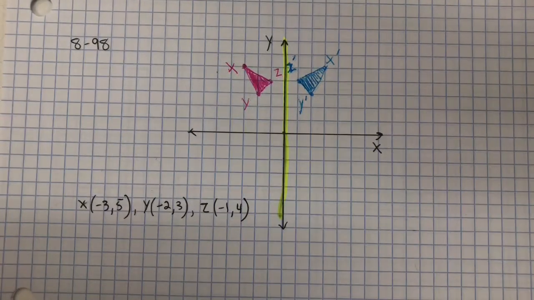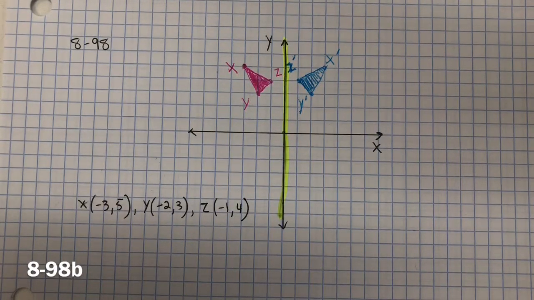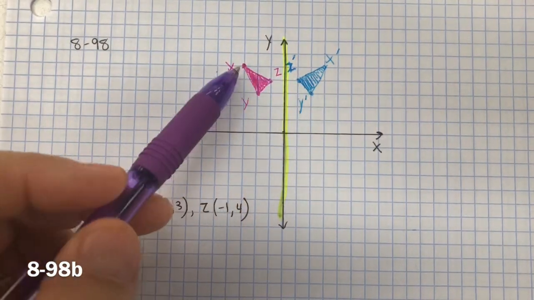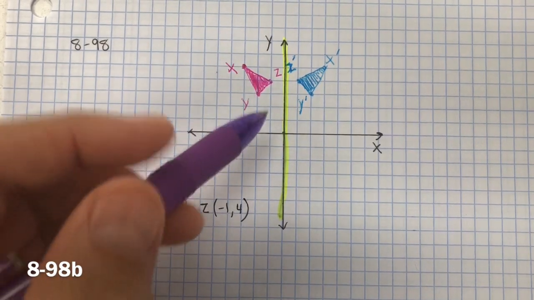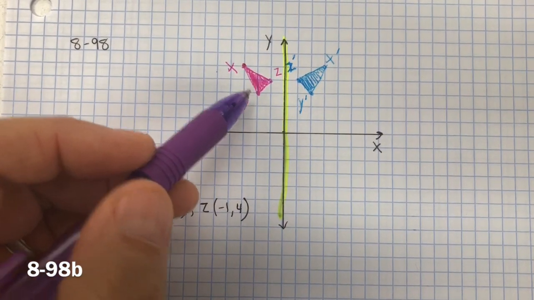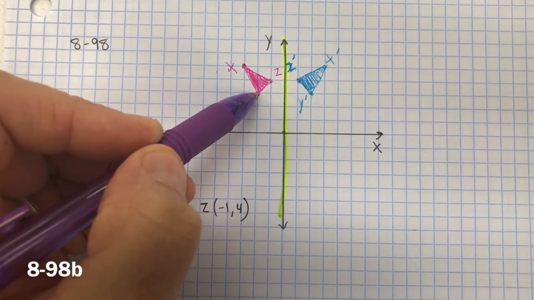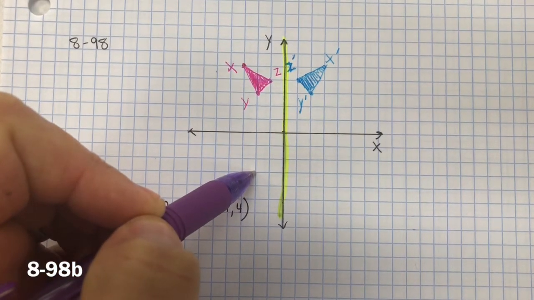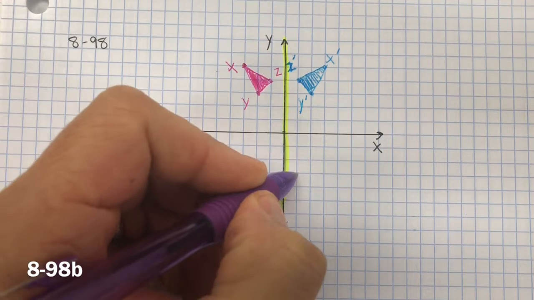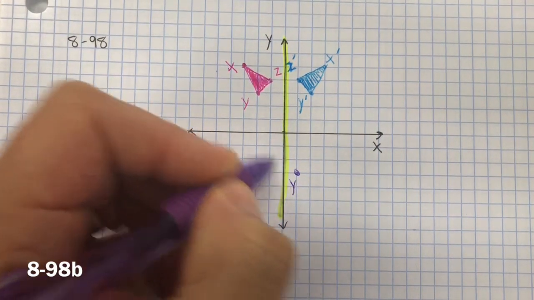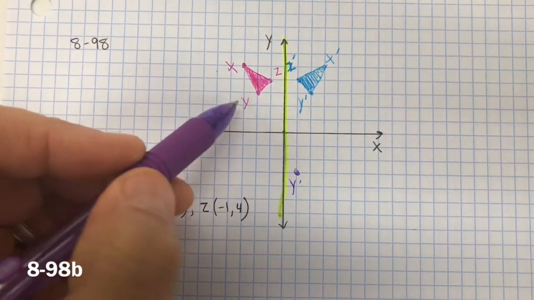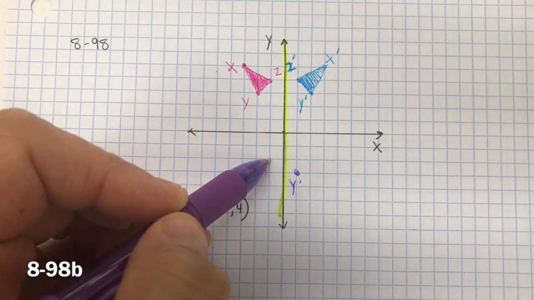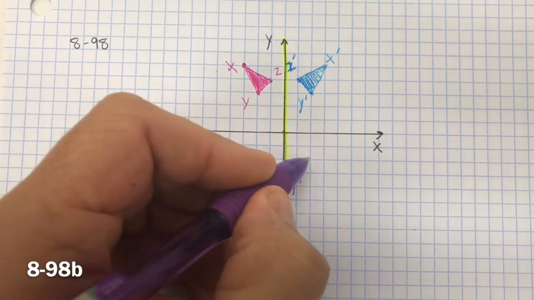For part B, you need to translate the original triangle. So here's the original. We're not going to do the reflected triangle. The original triangle goes down 6 units and to the right 3 units. So down 6, 1, 2, 3, 4, 5, 6, and to the right 3 units, 1, 2, 3. And there's where my new Y prime would be. Z down 1, 2, 3, 4, 5, 6, and over 3 to the right, 1, 2, 3, Z.